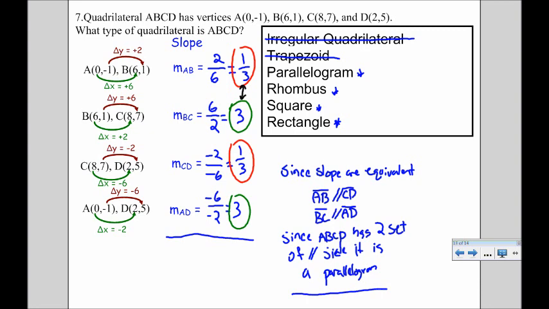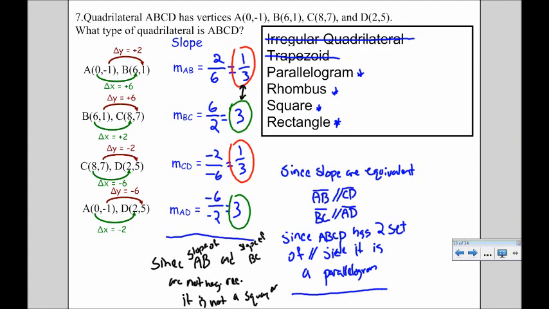So let me make that as a conclusion. Since the slope of AB and the slope of BC are not negative reciprocals, it is not a square or a rectangle. The reason I can make that conclusion is because a square or a rectangle would have right angles in those corners. Since these are not negative reciprocals, they are not perpendicular, therefore they do not form a right angle. So I can cross off square and I can cross off rectangle.